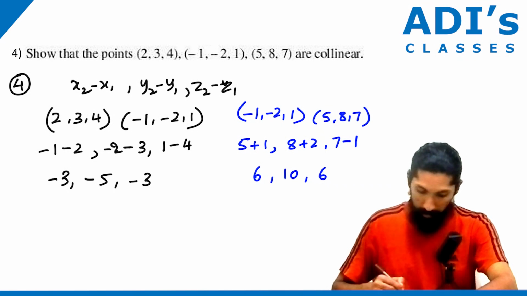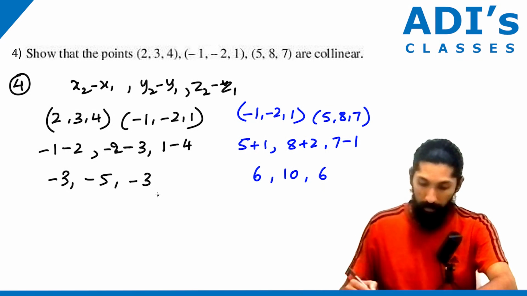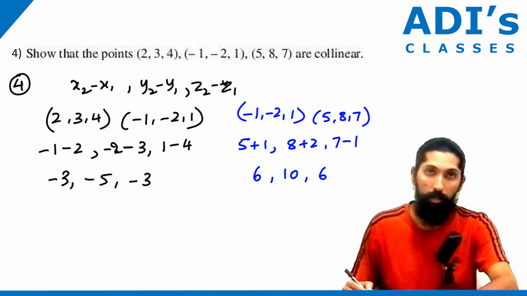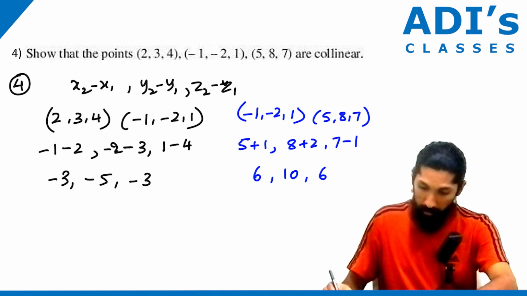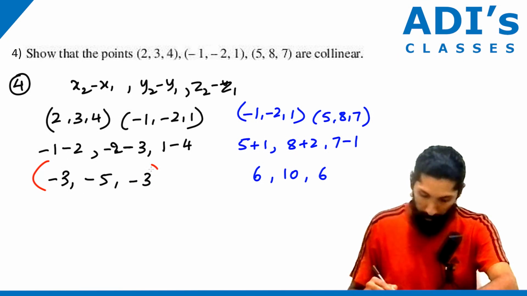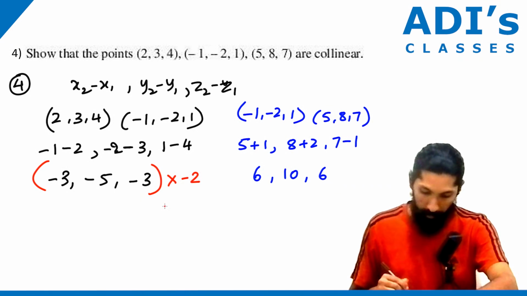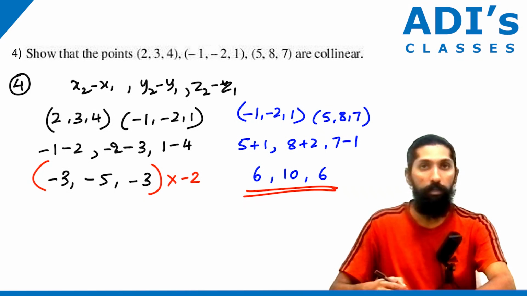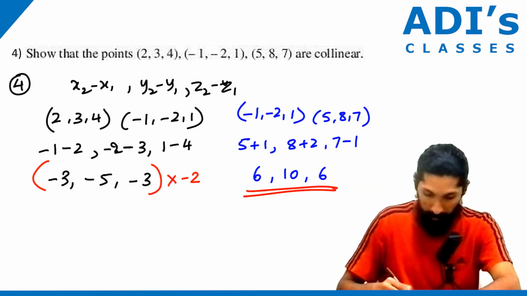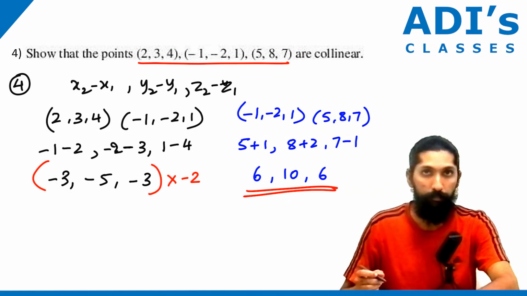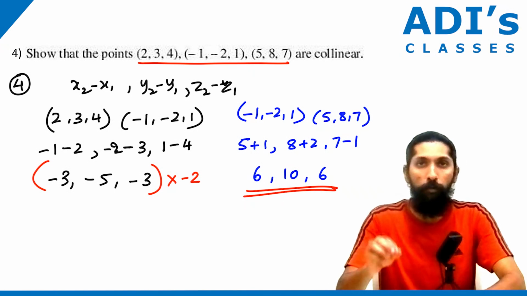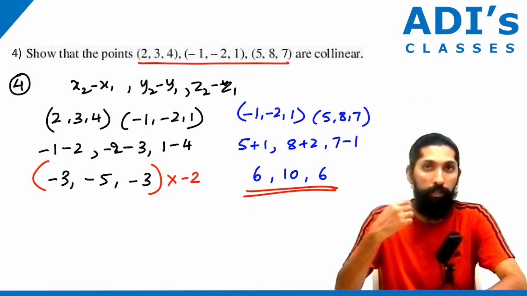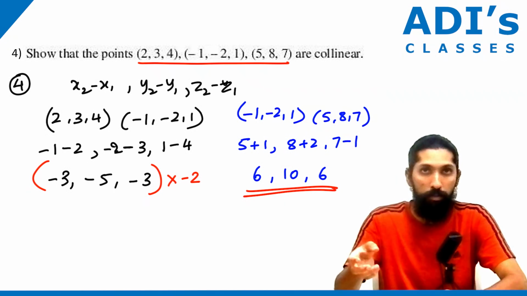Now, if you look at this, minus 3, minus 5, minus 3, 6, 10, and 6. What is the common ratio here? Minus 2, correct? That means if you take the first one and multiply this by minus 2, what do you get? 6, 10, and 6, which is nothing but the direction ratio of the second one. So this proves that these 3 points are collinear. Clear? So these are 4 simple problems on the topics we have discussed so far. Now in the next video onwards, we'll look into the next topic in 3D geometry.